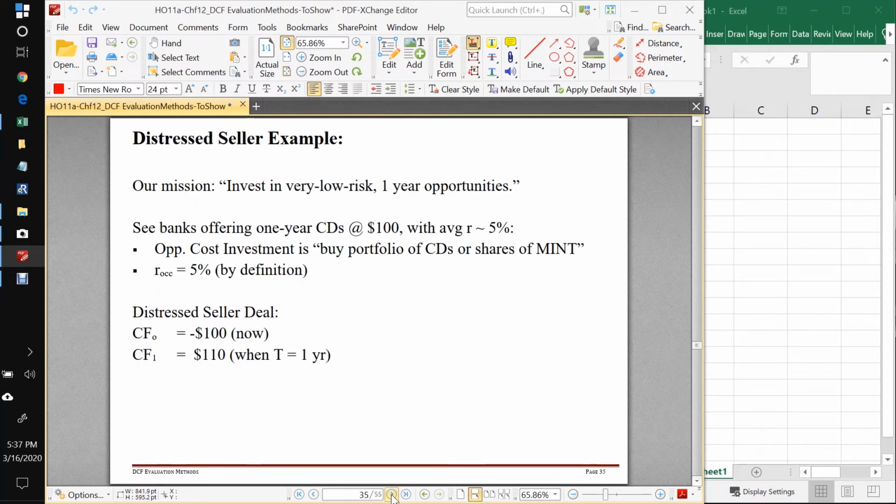So let's do our distressed seller example with the internal rate of return method and see how it looks. So our mission, again, is going to be invest in these very low risk 1 year opportunities. And you know the story here. We find our opportunity cost investment and get our opportunity cost of capital from that. And then we're looking around and we find this distressed seller deal. Okay, same story. Distressed seller wants $100 for this bond now, and the bond contract says it's going to pay 110 in a year, and there's no intervening cash flows.